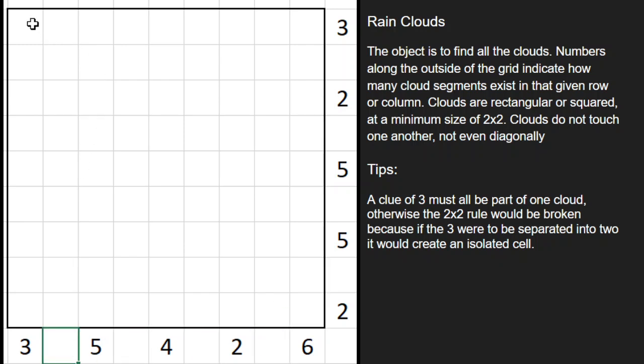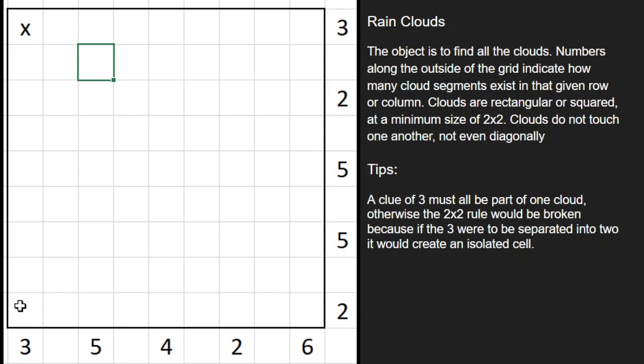The way I started was up here in the corner. The way I think about it is this cannot be part of a cloud segment. If this were part of a cloud, it'd have to be 3 out this way to validate that rule, and it would have to be 3 down this way to validate this one for the same reasons. But it would then be a 3 by 3, which would break this 2 clue. So this cannot be part of any cloud.